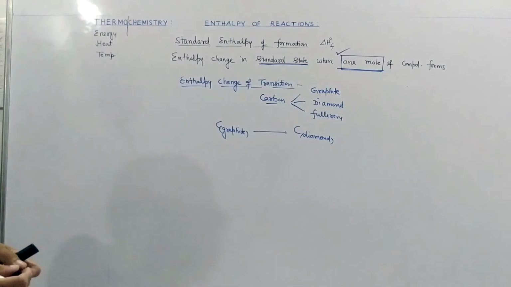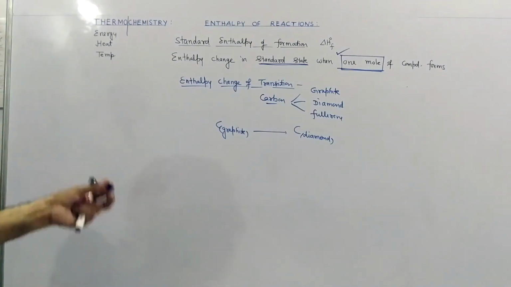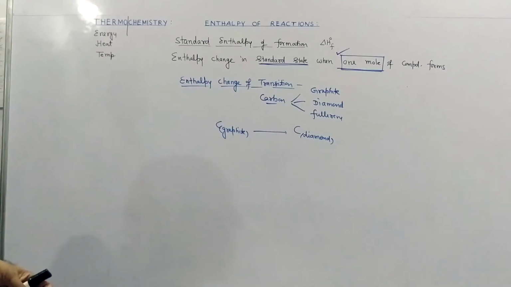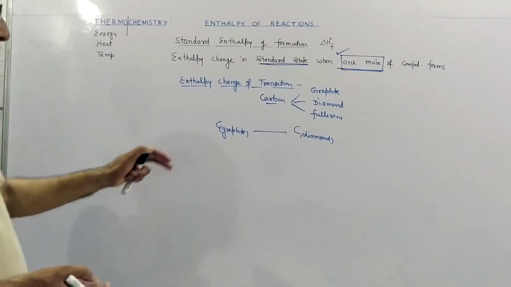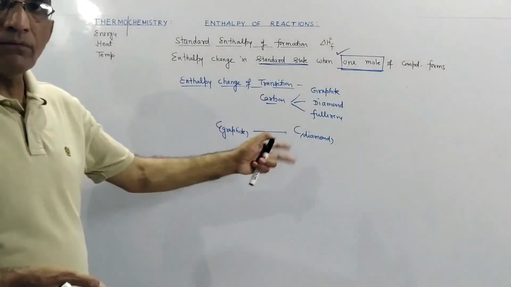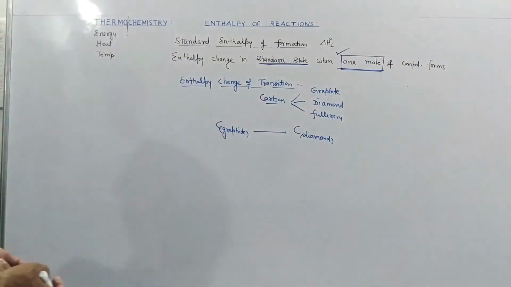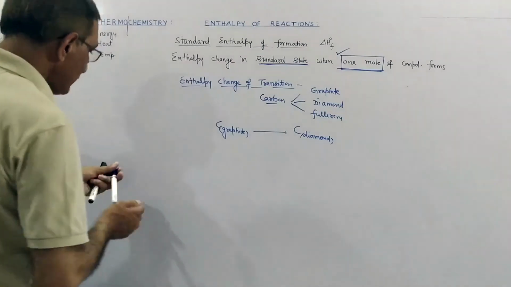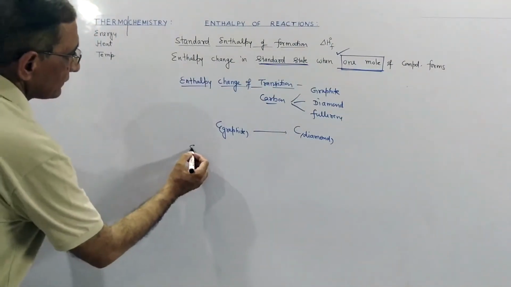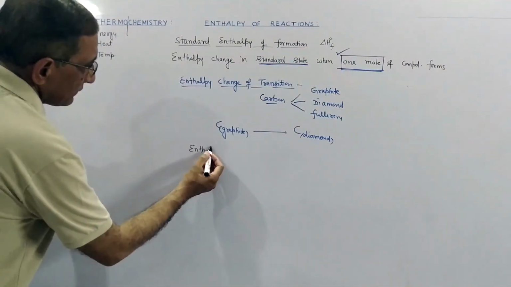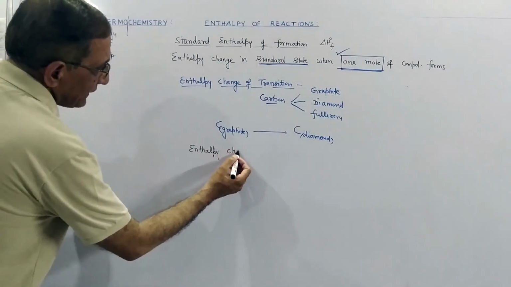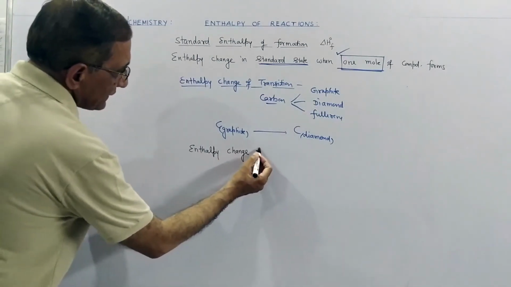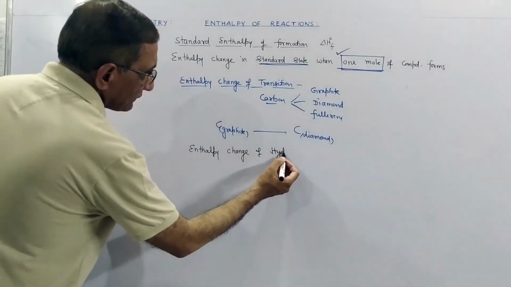So what is enthalpy change of transition? It is the enthalpy change in standard state, if we have taken standard condition, when 1 mole of carbon changes from one allotropic form to another allotropic form. So this is enthalpy change of transition. Now, students, we will discuss what is enthalpy change of hydration.